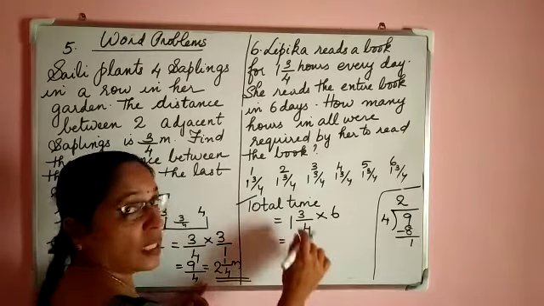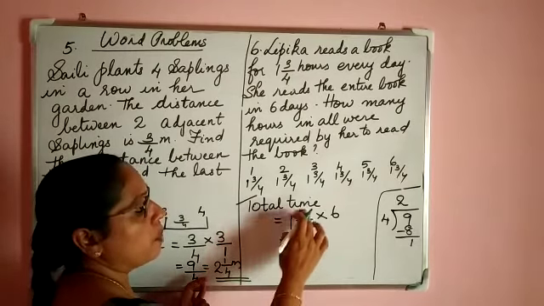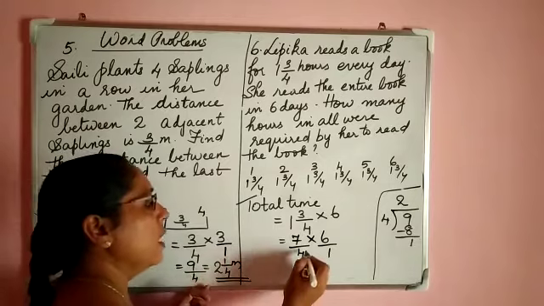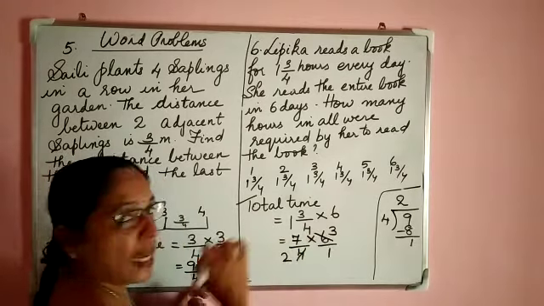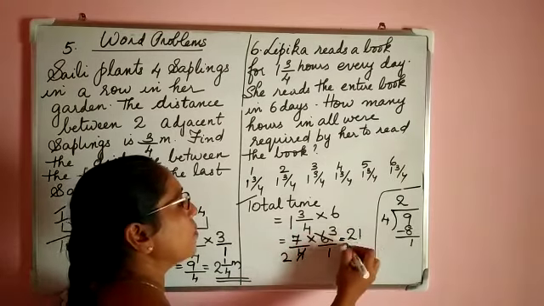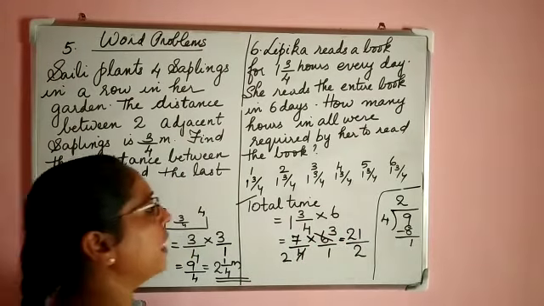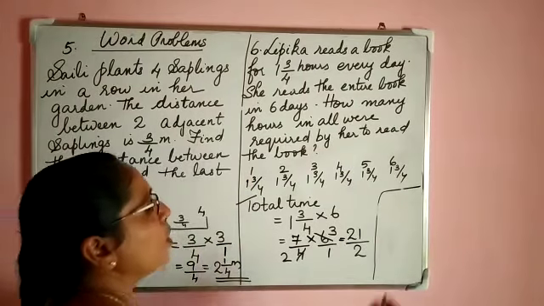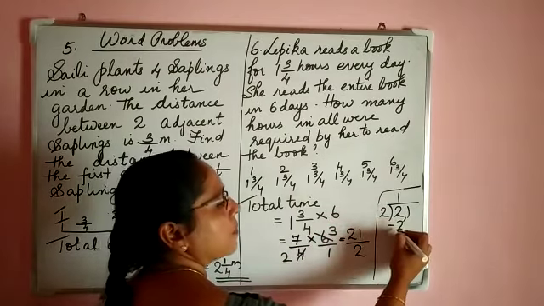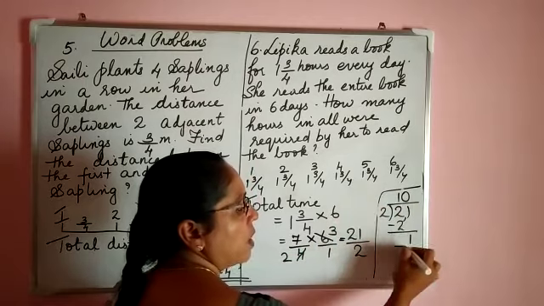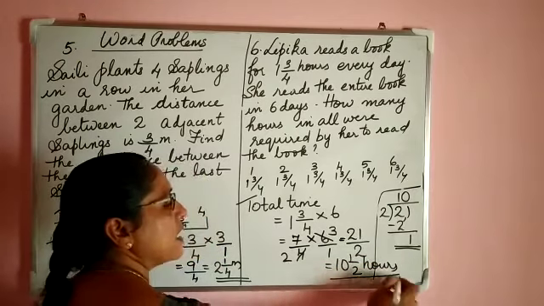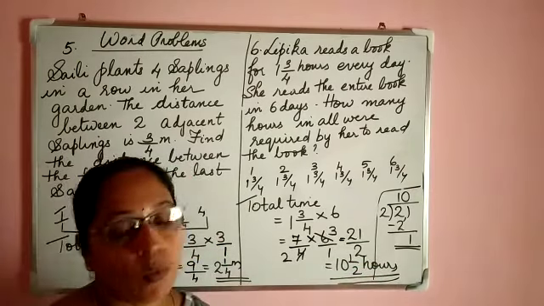Okay, change 1 3 by 4. 4 into 1, 4. 4 plus 3, 7. 7 by 4 into 6 by 1. Cutting, 2's table 2 times, 2's table 3 times. So what do we get? 21 by 2. Change it into a mixed fraction. So 21 divided by 2. 2's table 2 10 times, then 1. 1 is not divisible, 0. So the answer is 10 1 by 2 hours. So in 6 days she completed the book. So the time taken is 10 1 by 2 hours.